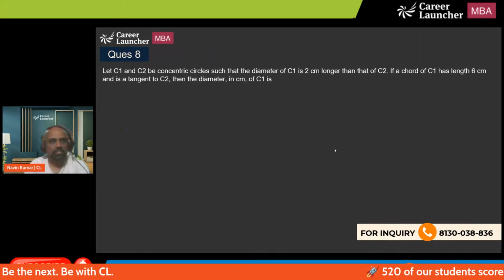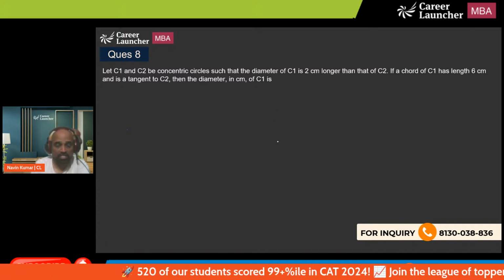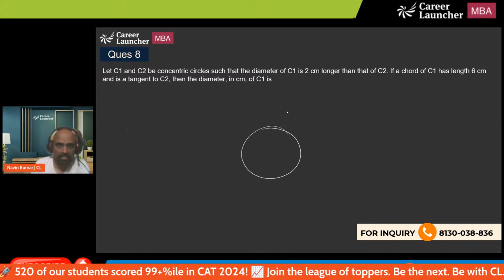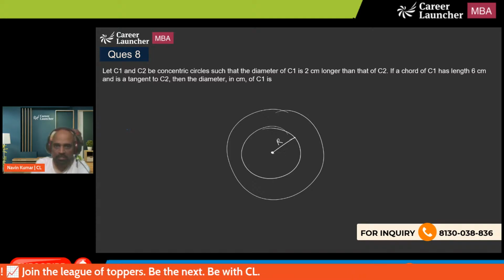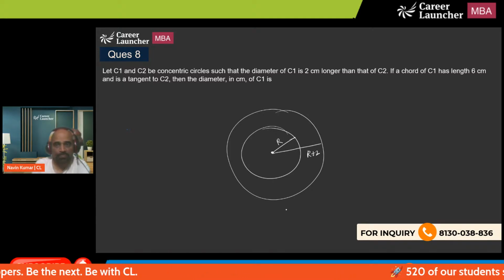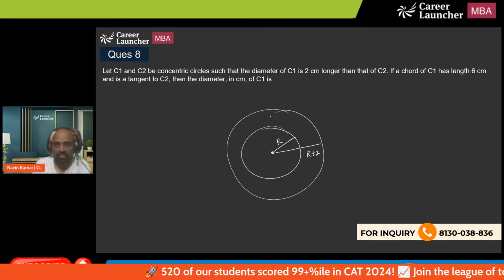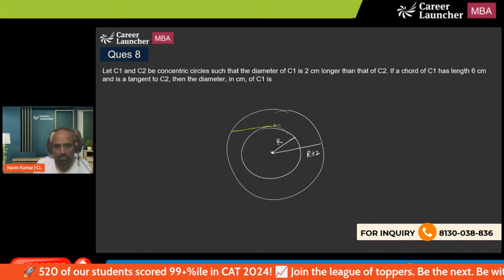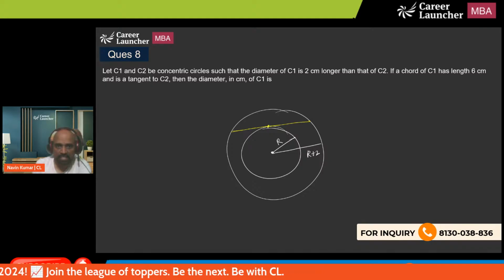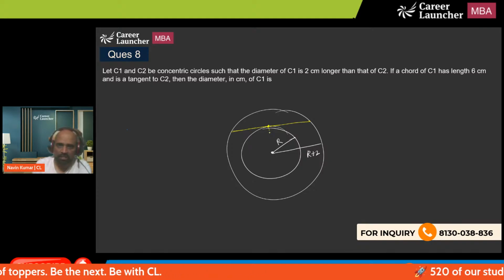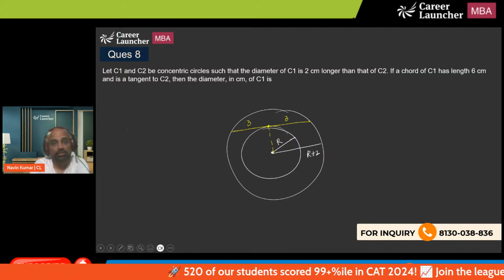Okay, another one. Let C1 and C2 be 2 concentric circles such that the diameter of C1 is 2 centimeter longer than C2. So C2 is at the center and C1 is outside. So if this is the radius R, this is the radius which is going to be R plus 2. And then we are told that a chord of C1 is a tangent to this smaller one, and it has a length of 6 और ये यहाँ से pass करता है. So obviously this is going to be 3, this is going to be 3. Then we need to find the diameter of C1.